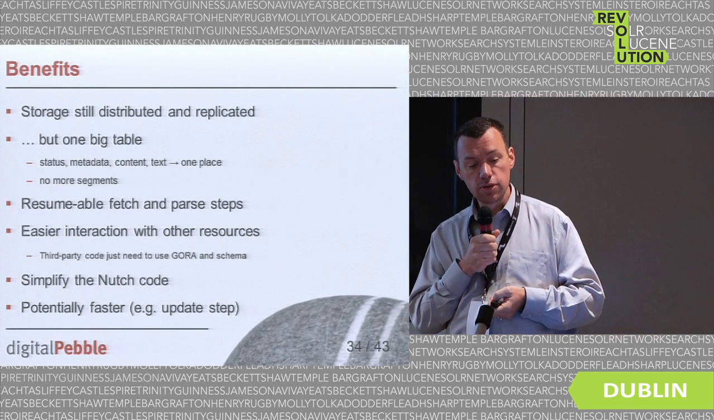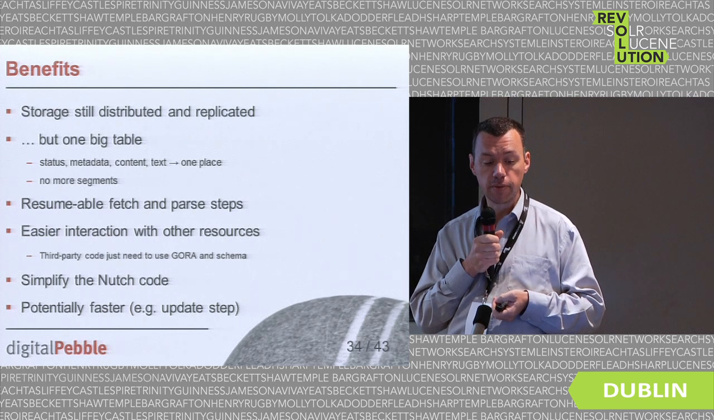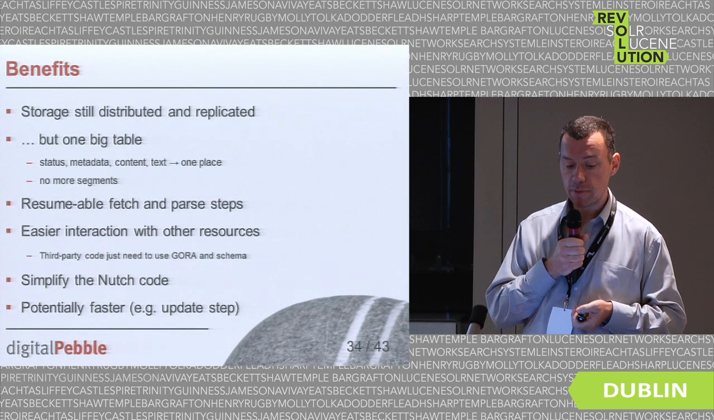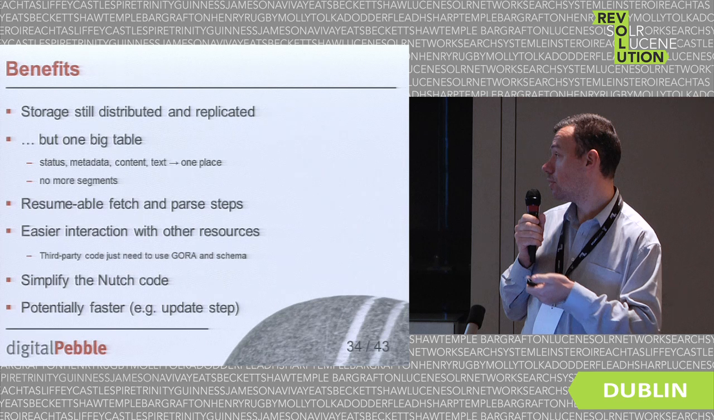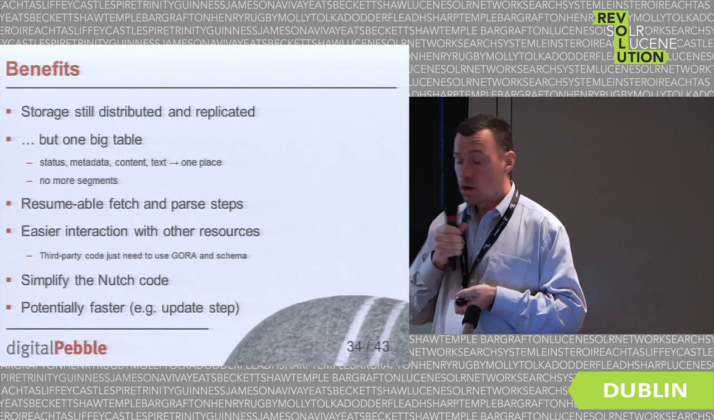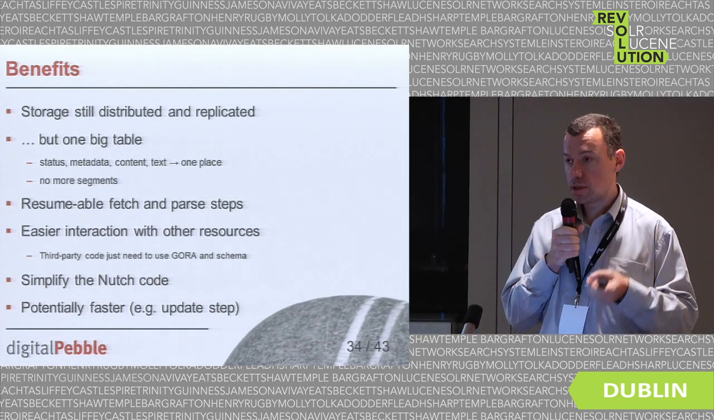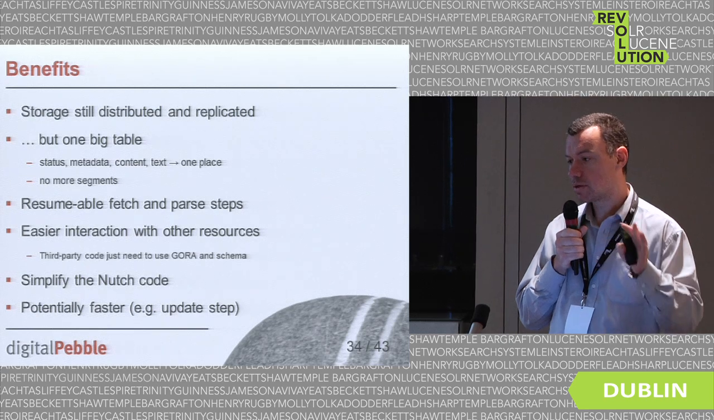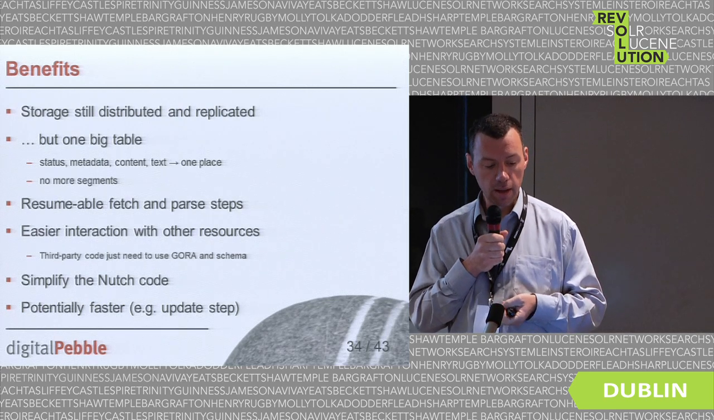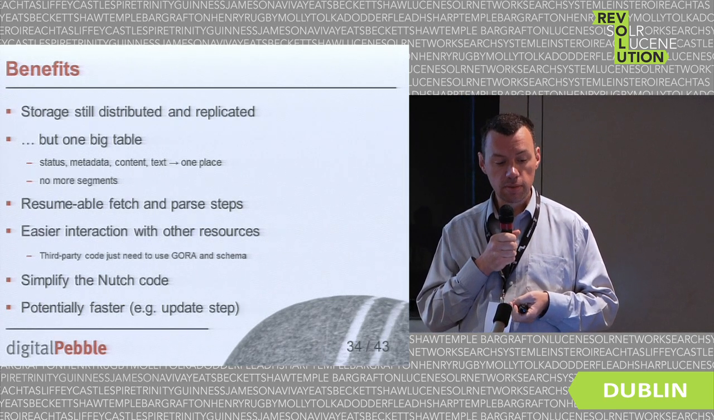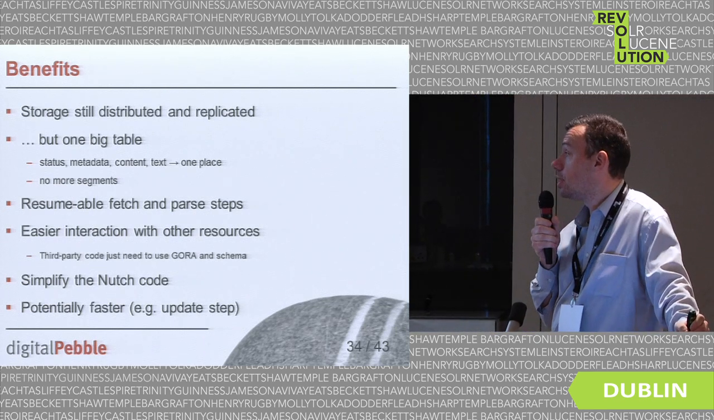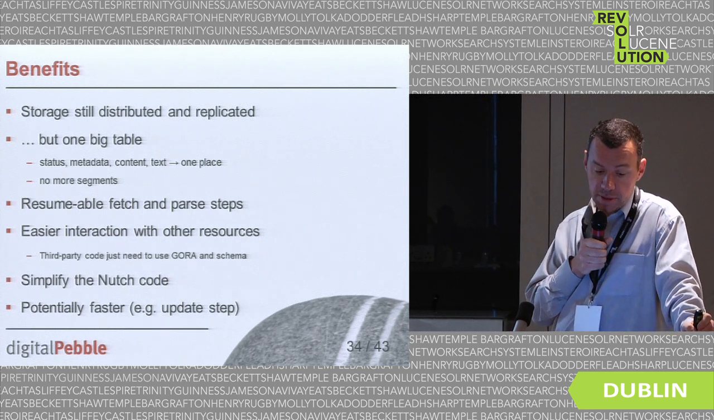Another benefit is that it could make it easier for other projects to interact with the data generated by Nutch. Third-party code could use GORA, and if you use GORA with the schema, you can pull the data from, say, Cassandra or HBase. Also, quite a bit of the low-level logic of how to update or write something is simplified because it's delegated to GORA. But one thing that could really make a difference is that some of the steps in Nutch could be a lot faster, especially the update one.